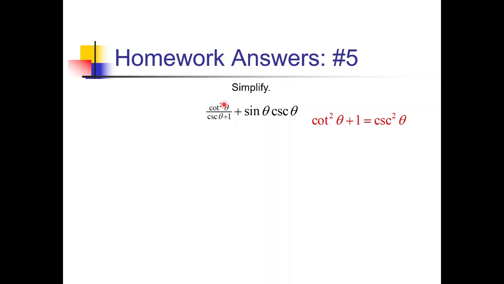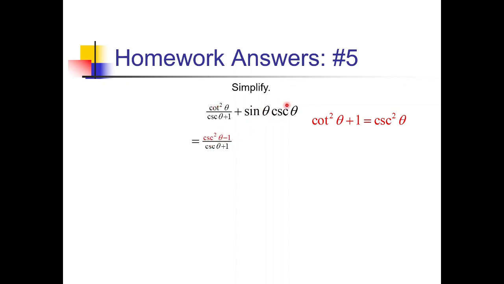And the reason I might do that is I notice this cosecant in the denominator. So if I can replace this numerator with something that's maybe factorable, I might be able to reduce this fraction a bit. So on this identity, if I subtract 1 to the other side, I see that cotan squared is the same as cosecant squared minus 1. So I can replace that numerator with cosecant squared minus 1.